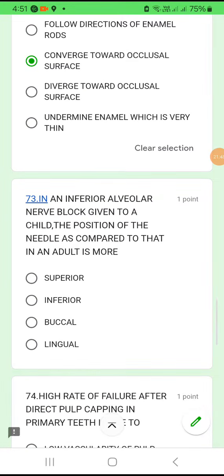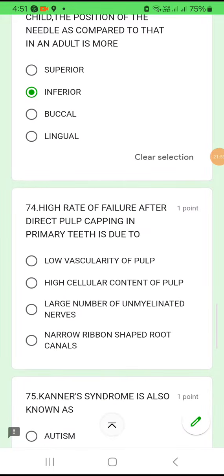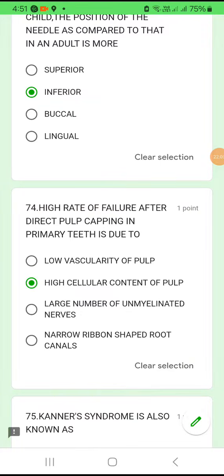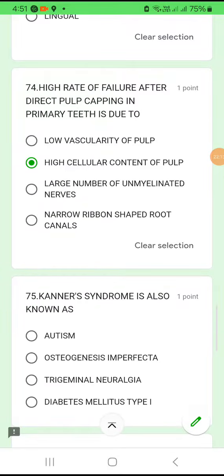Question number 73. In an inferior alveolar nerve block given to a child, the position of the needle, compared to an adult, will be inferior. Okay, option B is the answer. Question number 74. High rate of failure after direct pulp capping in primary teeth is due to low vascularity or high cellular content. It is due to high cellular content of the pulp. There is always a failure for direct pulp capping technique in primary teeth.